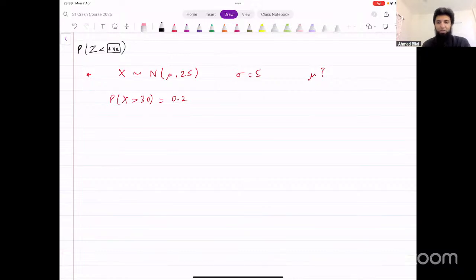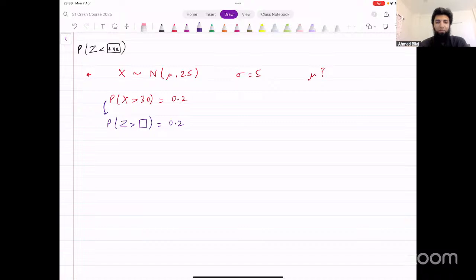You can only use the table if you have this form. Okay. Now, what's the process that we follow? First of all, let's write it in Z form. So it becomes Z greater than some value, and we have to find this value. This should equal 0.2. So first of all, what we do is we write x in terms of the Z form instead.